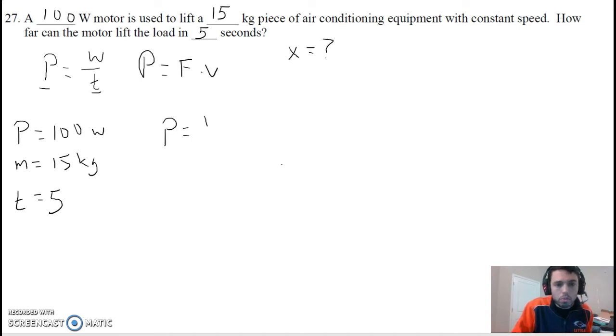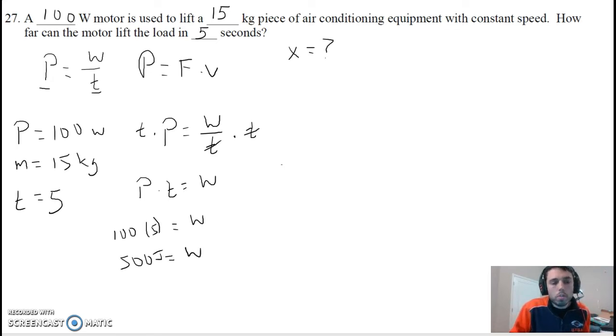So power equals work over time. We know T is 5. I'm going to rearrange this, times T both sides. All right, these T's will cancel. So power times time equals work. So power was 100. T was 5. So work is going to be 500 joules of work, right? Just rearrange to find work.